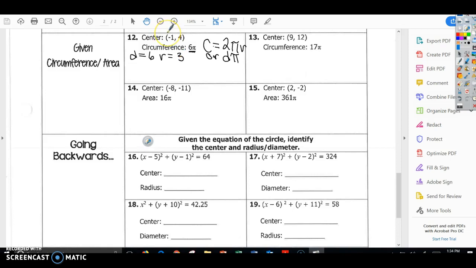So again, we're given the center, and now we know the radius. So we're going to do x minus negative 1 plus 1. And my pen just has a mind of its own. All right, and then we have plus y minus 4 squared equals radius squared, r squared is 9 in this case.